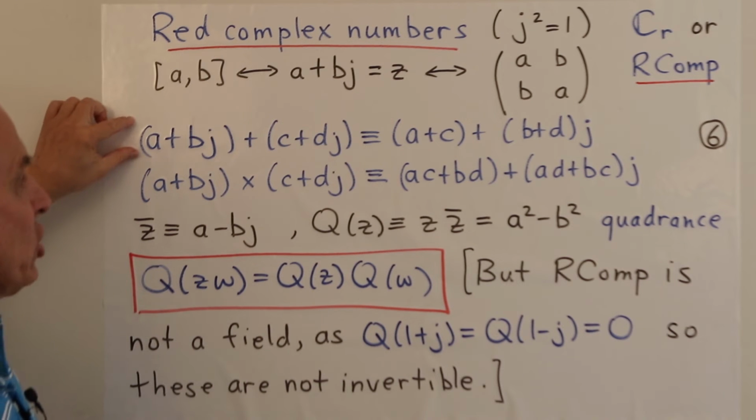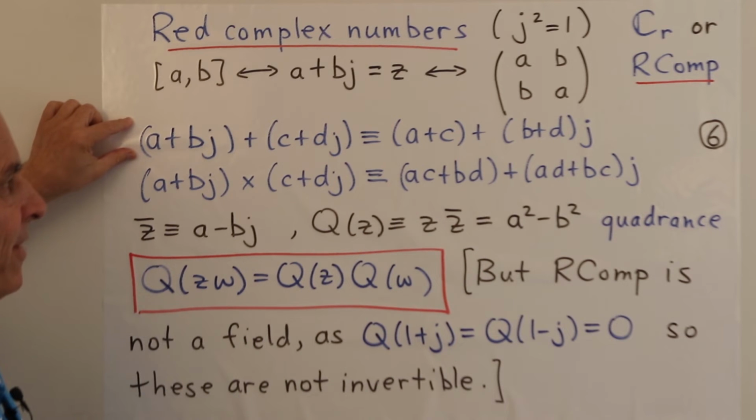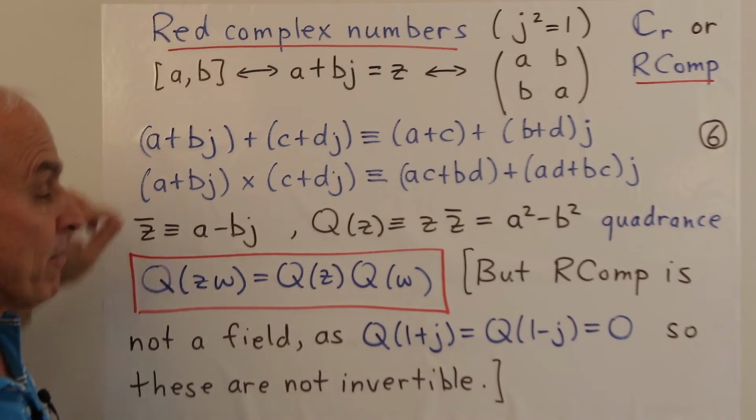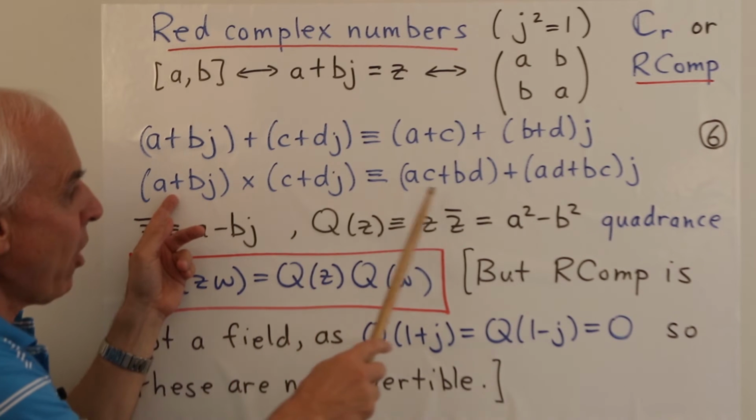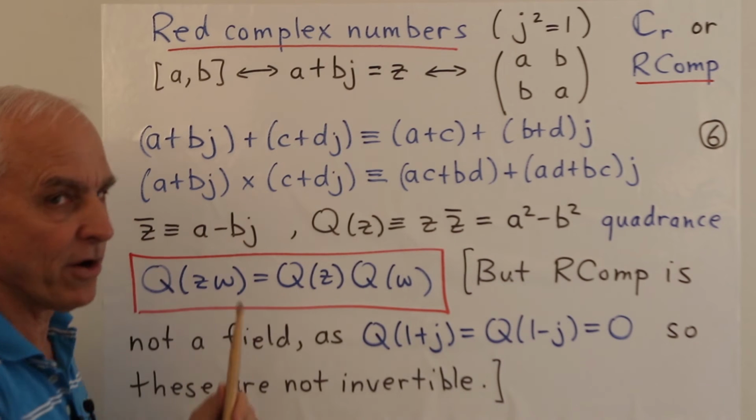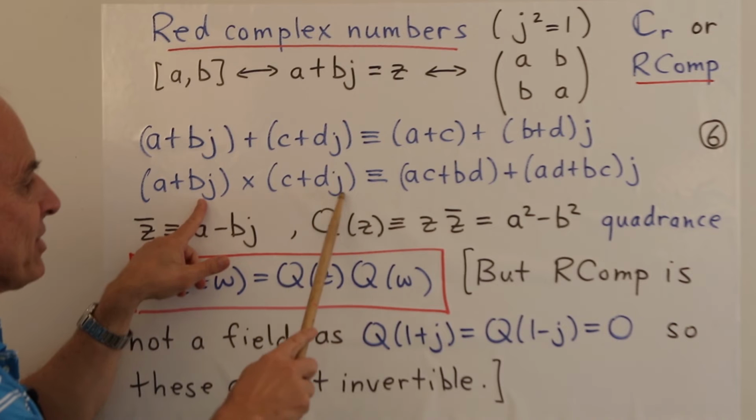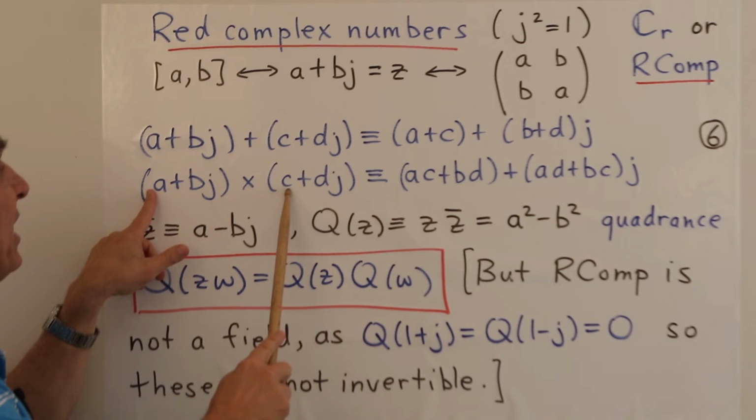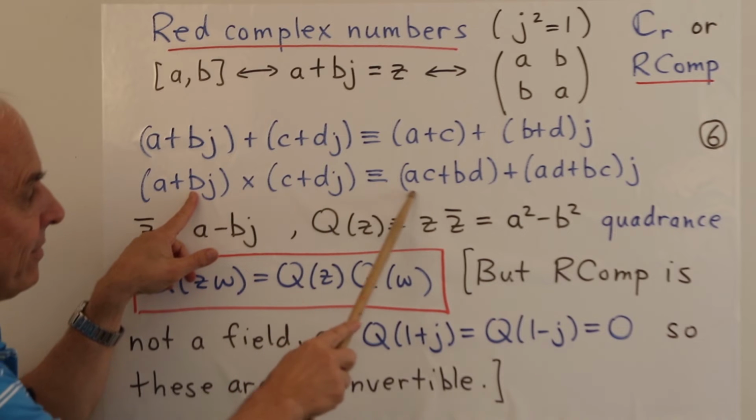Then we can define addition of two of these things, component-wise in the usual way. But more interestingly, we can define multiplication of two of them using this alternate rule where the j squared is equal to 1. So a plus bj times c plus dj is ac plus bd, because the j times j is 1.